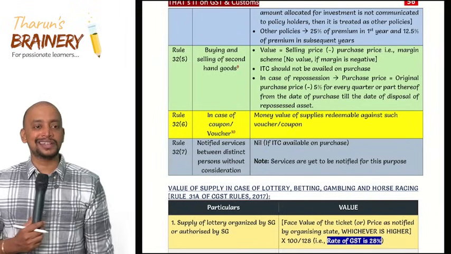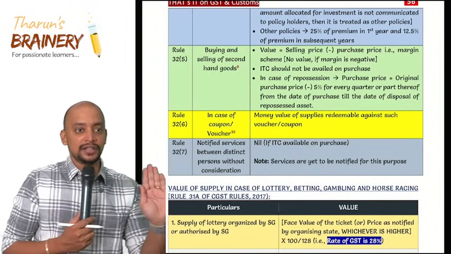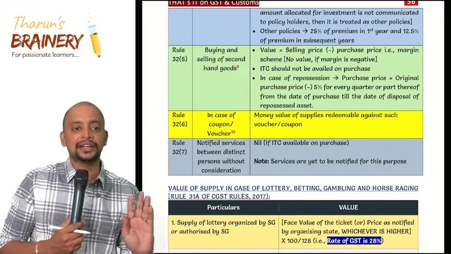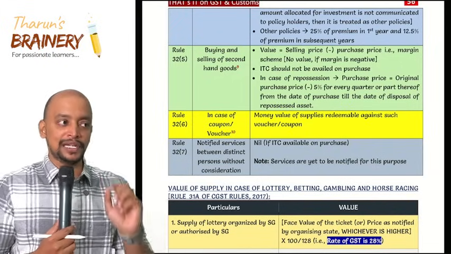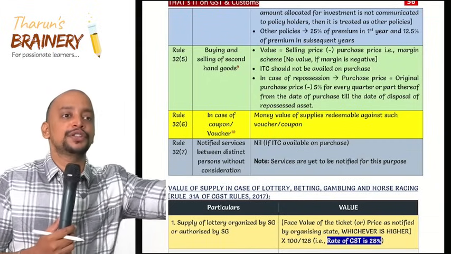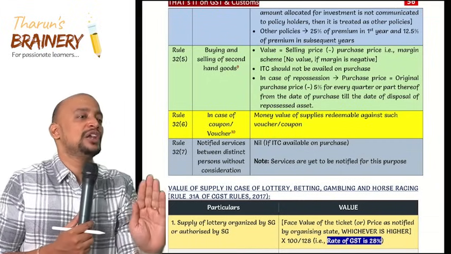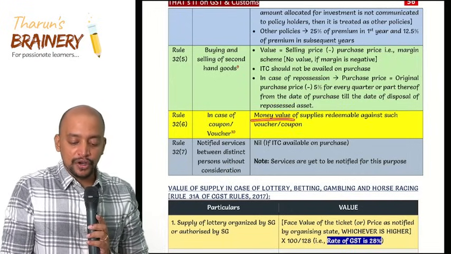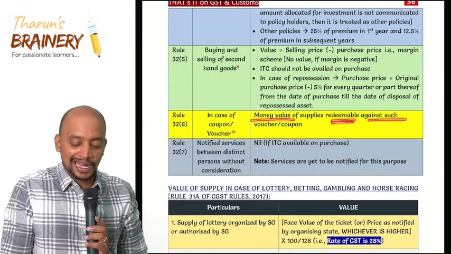So now in this case, what is the value of this voucher? Simple. If you redeem that voucher, what will you be getting? One regular veg pizza. What is the price of that regular veg pizza? 199 rupees. So therefore 199 rupees will be taken as the value of this voucher. Okay. So value of the voucher is the money value of supplies redeemable against such voucher.